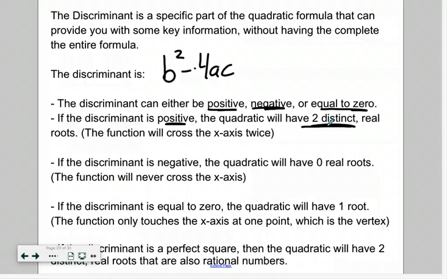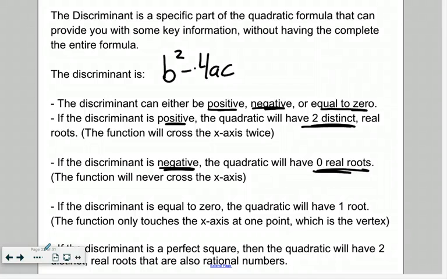If, however, when you calculate b squared minus 4ac you get a negative number, you're going to have no real roots. Because that's the part of the equation underneath the square root, you're going to be trying to square root a negative, which we know we can't do, and therefore you're not going to have any roots. It's not going to cross the x-axis.